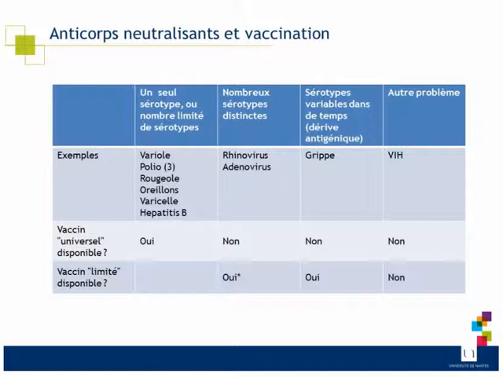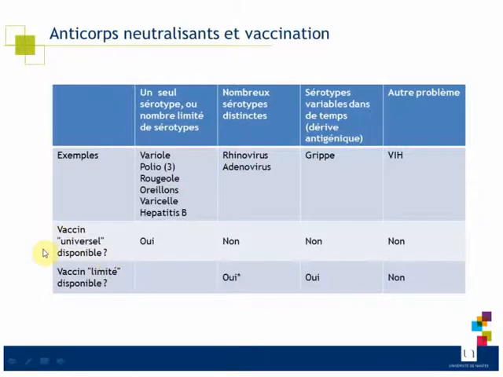They're also important in vaccination. So I think you can look at whether or not we have an effective vaccine. It depends pretty much on whether neutralizing antibodies are easy to induce against the virus. For all these virus infections, there are either one serotype or a limited number of serotypes. So that means it's been possible to develop a universal vaccine.